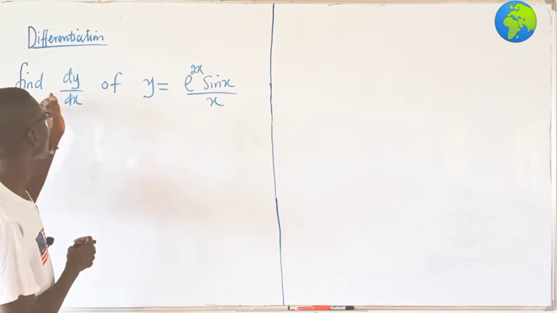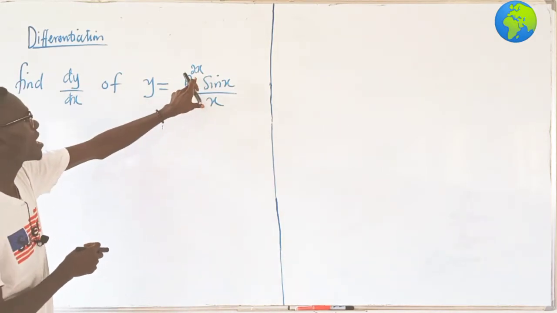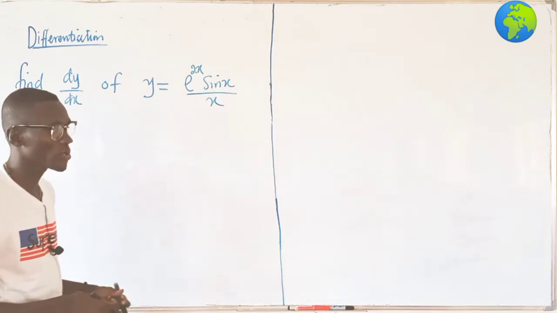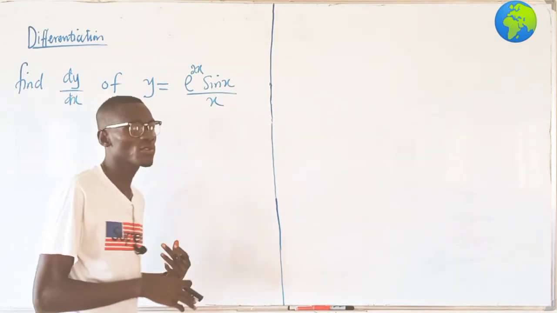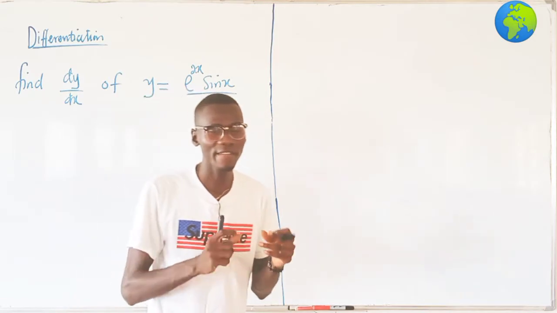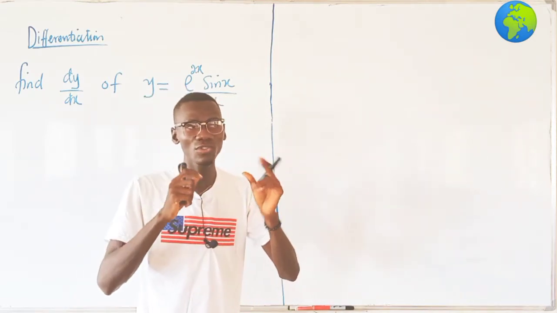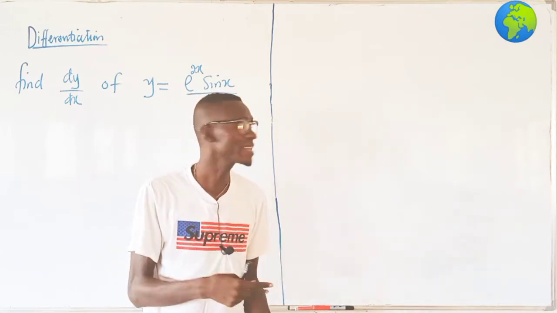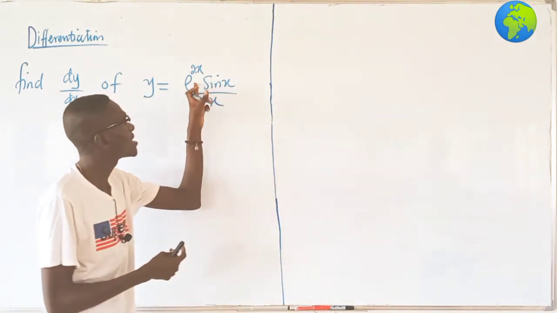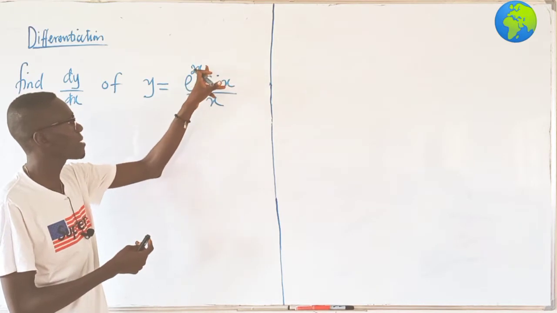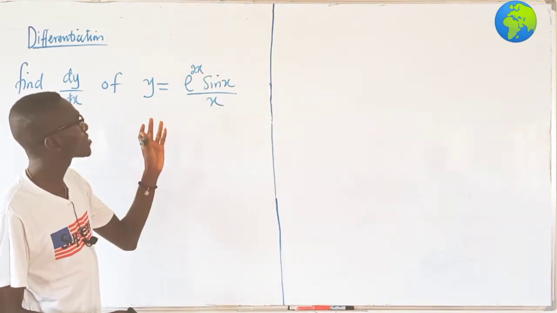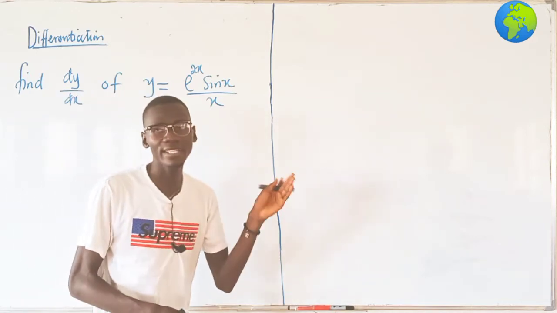In today's video, we'll be finding the derivative of y equals e^(2x) sin x over x. As promised, I said I will be making a video on how to differentiate a function that involves the whole, or should I say the three rules of differentiation I've taught already, right? For this one, you can see we have the exponential, which is e power 2x sin x over x. This question looks complex, but trust me, it's very direct.